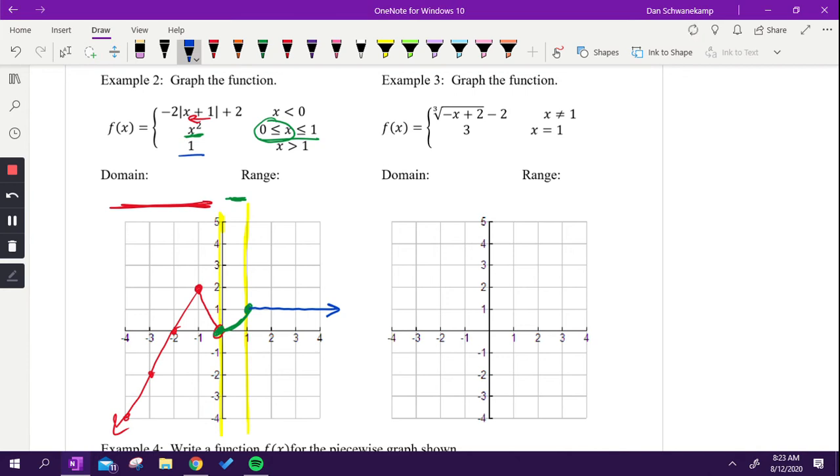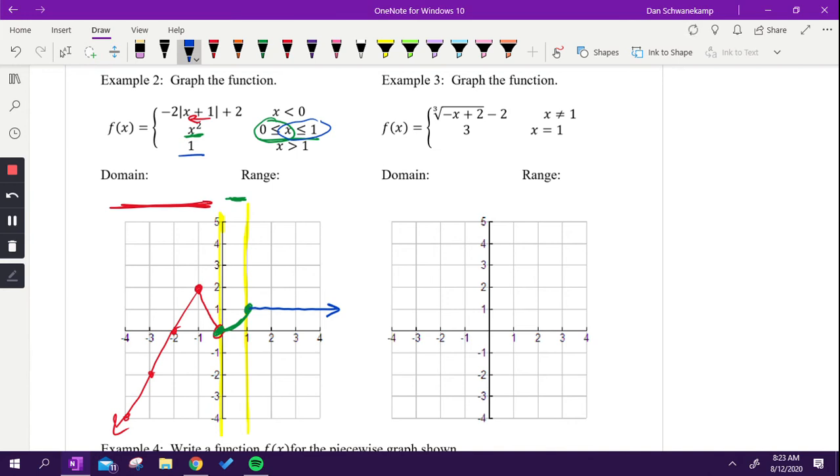Domain. If we're doing domain here, thoughts. What do you think my domain is going to be? Morgan? Negative infinity to infinity. Yeah, if I get one of those, I always cheat and just write all real numbers. But yes, negative infinity to infinity. I'm just lazy.